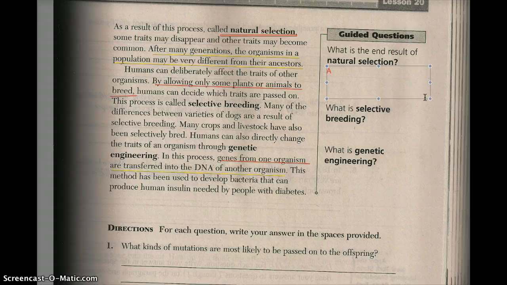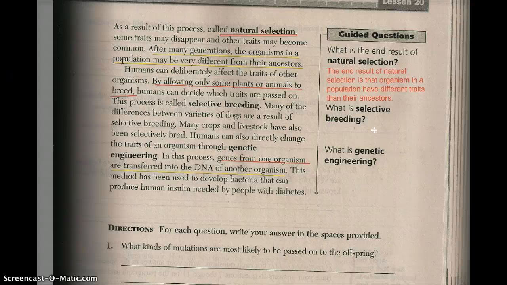I can copy this sentence over here, or I can put in my own words, which I'm going to try. Natural selection, and turn the question around. The end result of natural selection is that organisms in a population have different traits than their ancestors. So for example, there is probably a common ancestor of a giraffe that has a shorter neck.